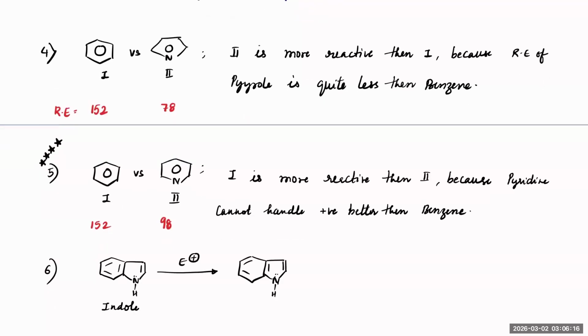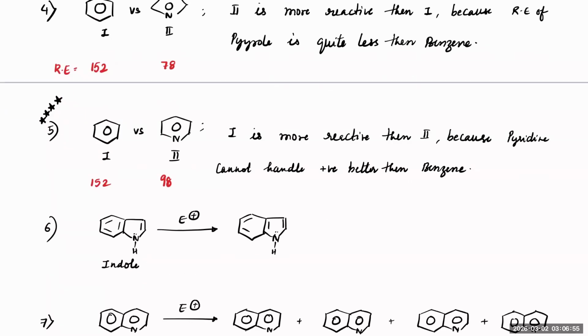Next thing, if the reactivity is being asked, like which one is more reactive, and if an electrophile goes, where does it attach? If you're comparing benzene versus pyrrole, it's evident that pyrrole has lesser resonance energy, so it is more reactive. Resonance energy is less means stability is less, which means it is more reactive. So pyrrole is more reactive. Therefore, the electrophile should always be given more priority to the pyrrole ring rather than the benzene ring.